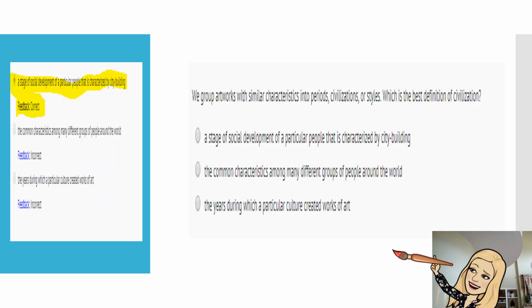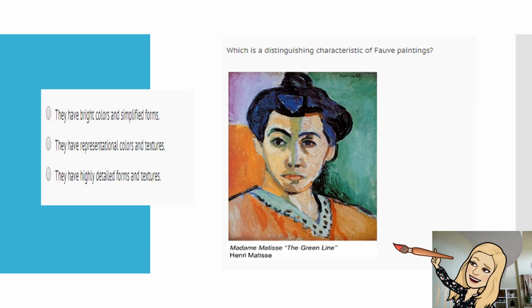Okay, our best answer will be a stage of social development of a particular people that is characterized by city building. So this was in Unit 1, and just in case you didn't read Unit 1, you can reference your history classes, where I'm sure that's what you discuss civilization as well. Okay, let's keep going. I think we're at least halfway through. Let's keep going.